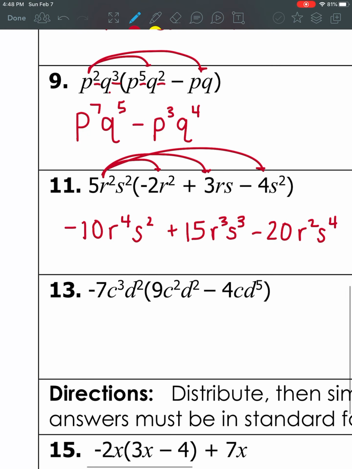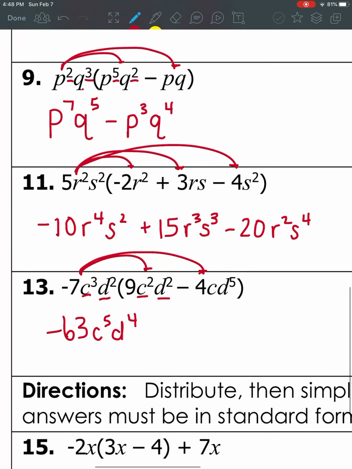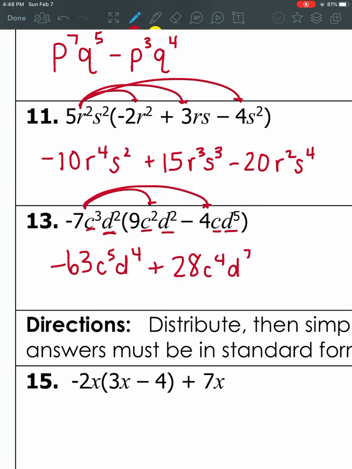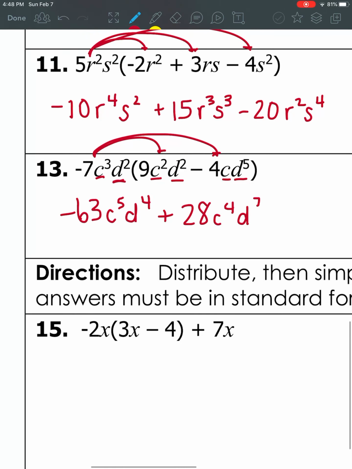All right, one more kind of intense one like this. So negative 7 times 9, we get negative 63. C cubed, c squared, so we have c to the 5th. D squared, d squared, so d to the 4th. And then let's distribute it to the second term. Negative times a negative, so we get plus 28. C cubed times c, so we have c to the 4th. D squared, d to the 5th, so d to the 7th. Add powers on the like bases.